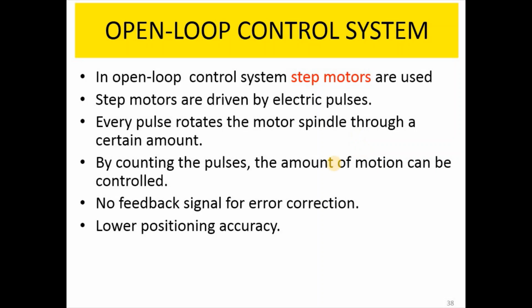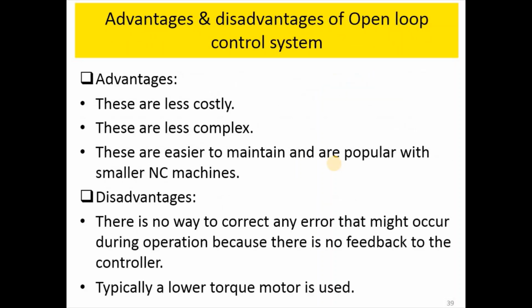Step motors are driven by electric pulses. Every pulse rotates the motor spindle through a certain amount. By counting these pulses, the amount of motion can be controlled. There is no feedback signal for error correction. If any error is there, it will not send any feedback signals, so that will affect our system. Lower positioning accuracy: we will get lower accuracy by using this open loop system.